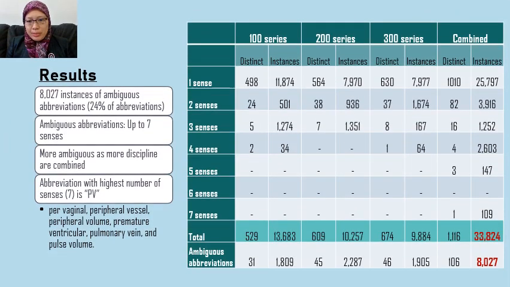As for ambiguous abbreviations, out of the total abbreviations, one quarter are ambiguous. The ambiguous abbreviations can go up to 7 senses, and this happens as disciplines are combined. So that means the abbreviations become more ambiguous as more disciplines are combined.